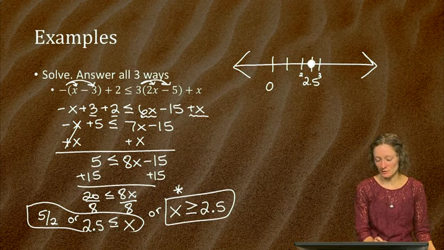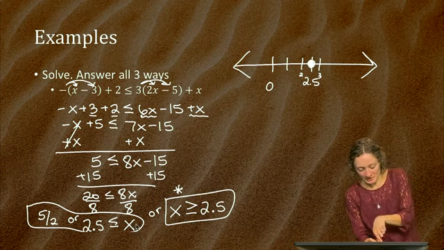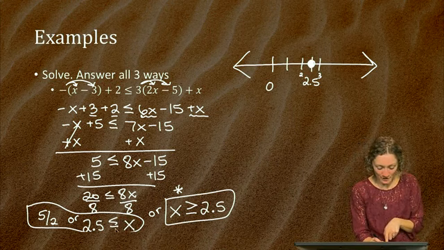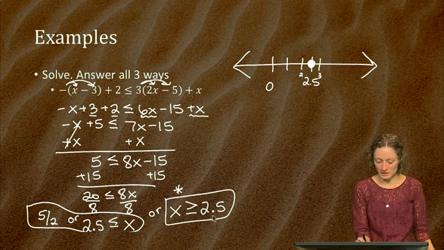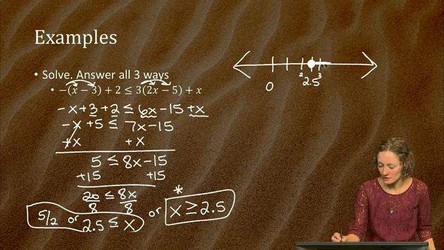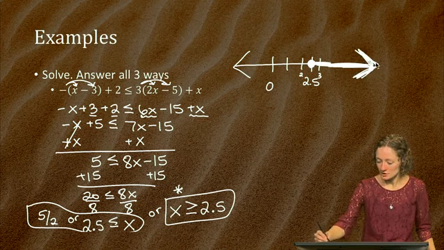2.5 is less than or equal to x. Try to read from the variable. This means x has to be bigger than 2.5, or clearly here, x is greater than or equal to 2.5. So everything on this side. The shading solution should not look different.